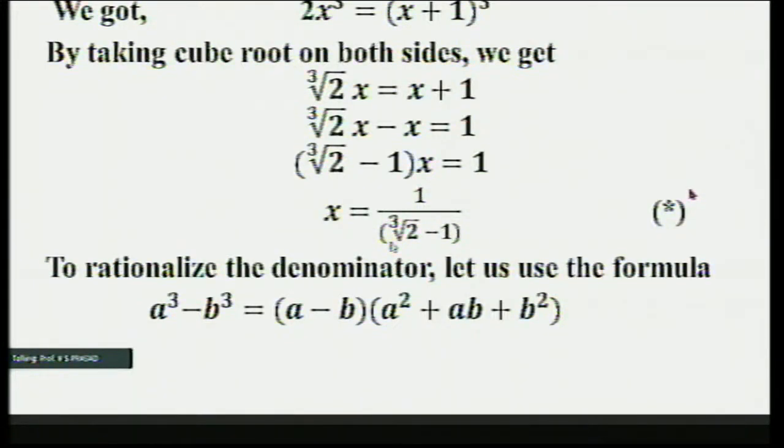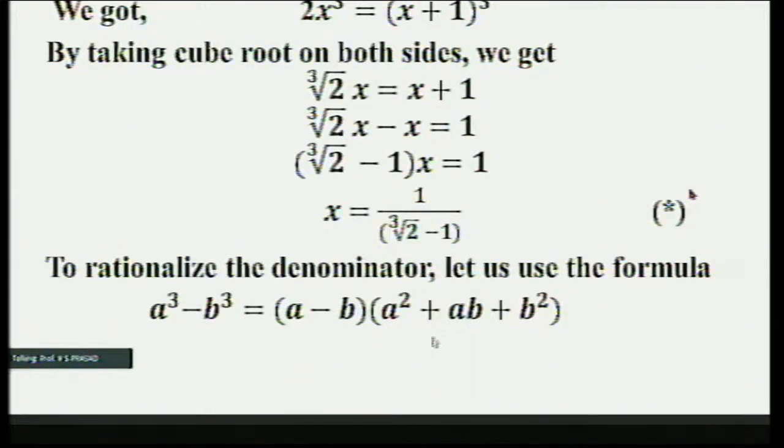That's why whenever we have an irrational number in the denominator, we always apply one important technique called rationalizing the denominator. That means we have to find a term such that if you multiply and divide by that term, the denominator becomes free from roots. For example, for this, I am going to use the formula a cube minus b cube is equal to a minus b times a square plus ab plus b square.